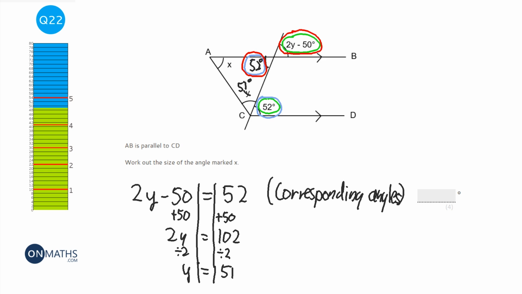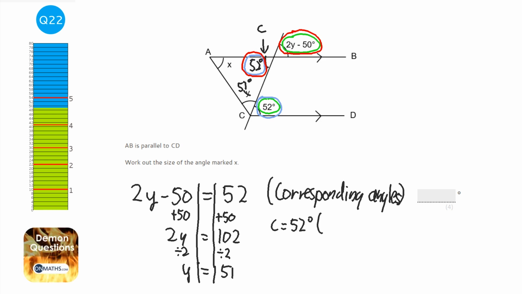So I know that this one here, and I could call it a letter on the diagram, so I could say C. I don't think there's another C, so C equals 52, and show the examiner, right, that's because, well, let's go for alternate angles with the original value.